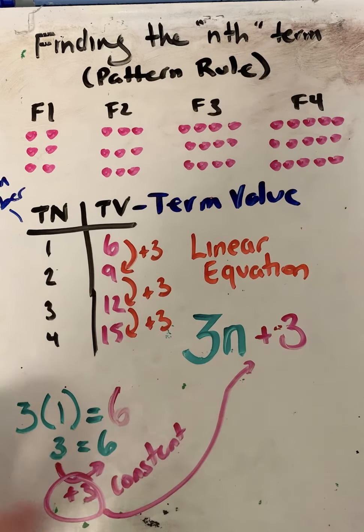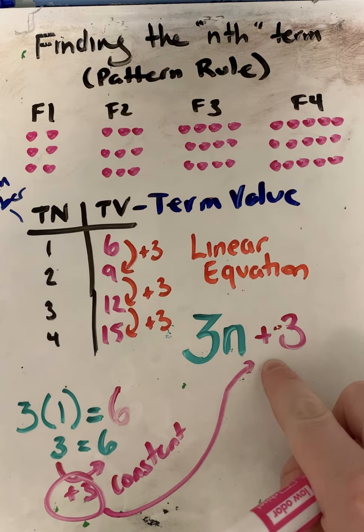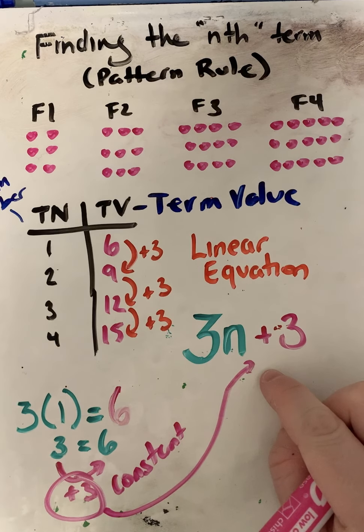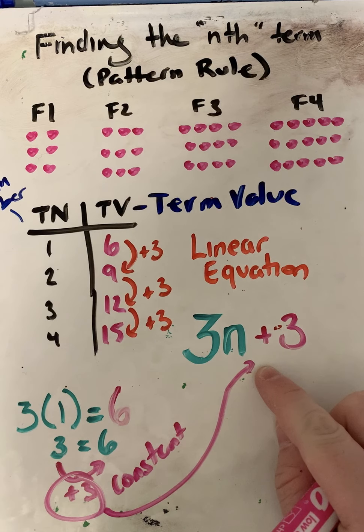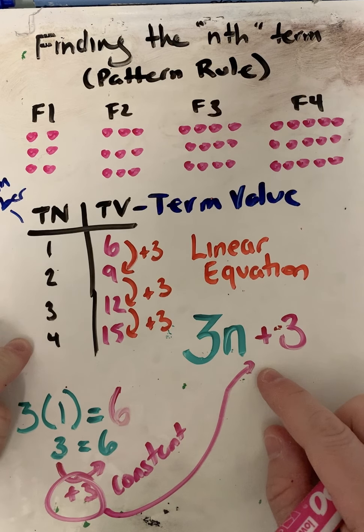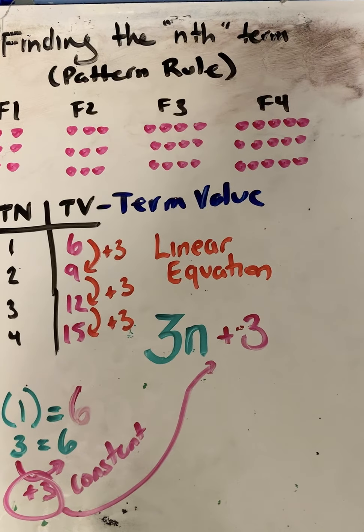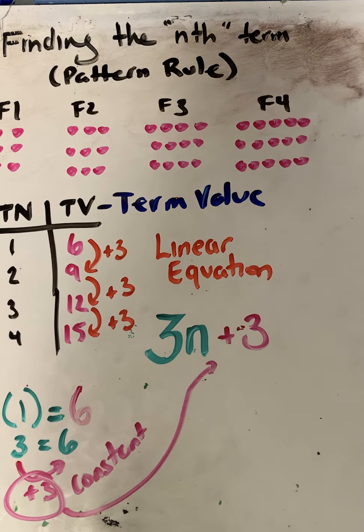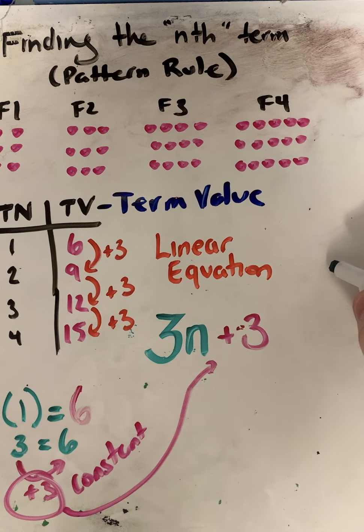Now, I'm pretty confident with that. This is my actual pattern rule. This is the nth term. In order to figure that out, I'm going to have to then try it out again. I don't want to try it with number 1. I want to try it out with one of these other ones just to kind of verify. So let's try it out with number 3. So I'm going to rewrite this. I'm going to rewrite it over here.